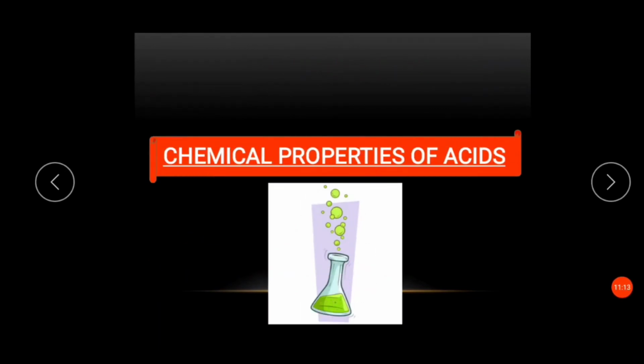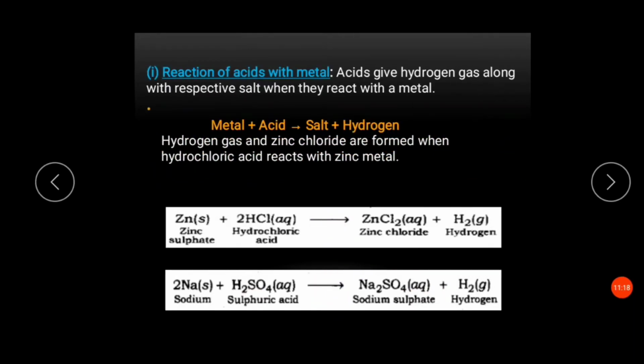Chemical properties of acid. Now we are moving on to chemical properties of acids. First one is reaction of acid with metal. Acids give hydrogen gas along with respective salt when they react with metal. So, metal reacts with acid to give salt and hydrogen. It is a very basic simple reaction which you have also studied in your first chapter, in which when zinc granules are added to HCl, bubbles of hydrogen gas are released. The same thing is here. Hydrogen gas and zinc chloride are formed when hydrochloric acid reacts with zinc metal.